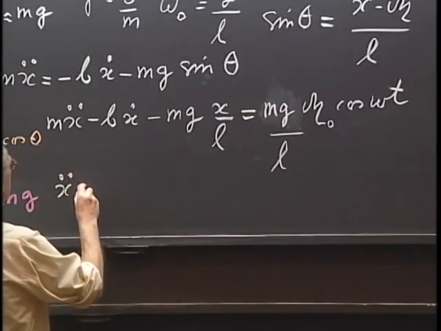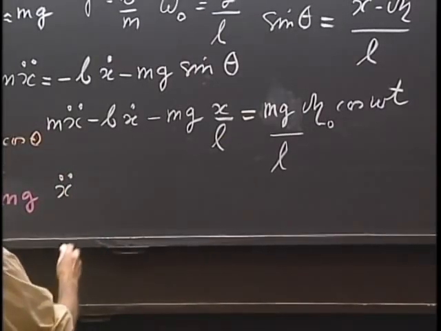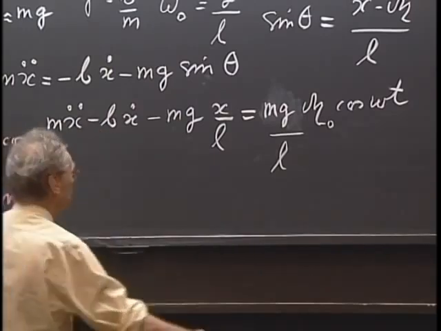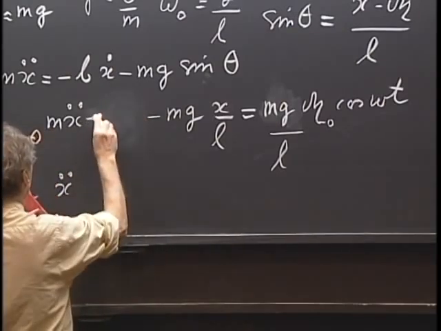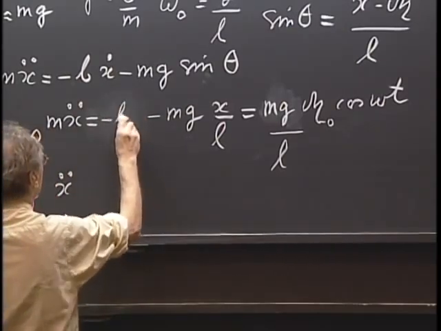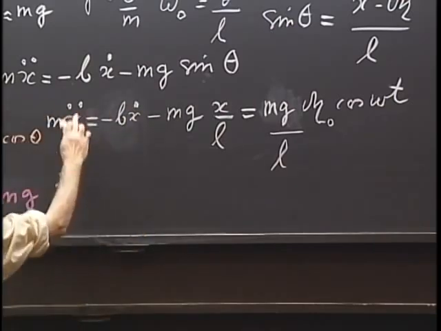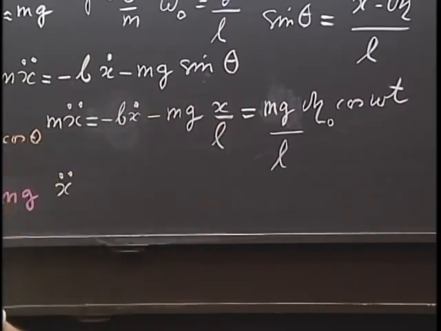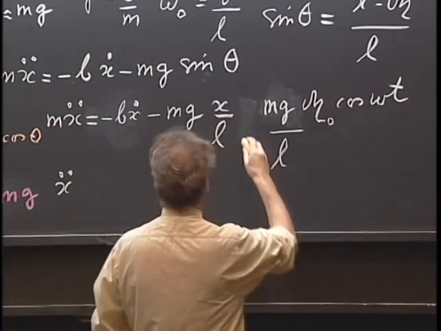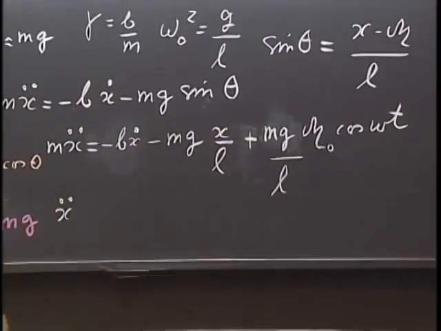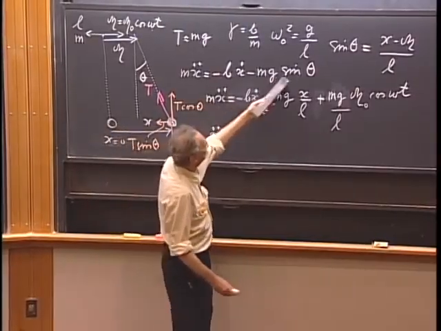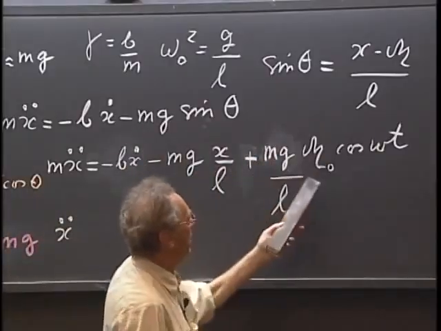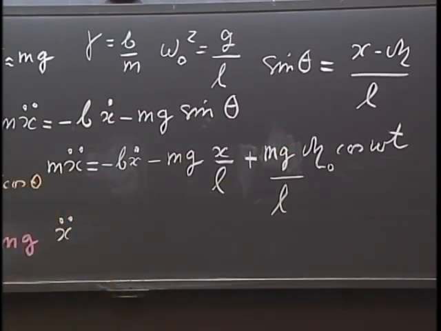So I get x double dot. There's an equal sign here. You should not be sleeping. You're not supposed to sleep. This is an equal sign. Minus b x dot, right? We're on business now. You're all sleeping, my goodness. m x double dot minus b x dot minus mg x over L, and then the minus and the minus becomes plus. All right, try not to sleep.